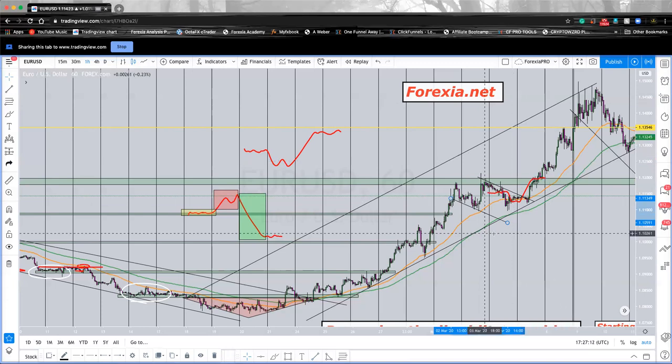And you can see the moving averages are far from each other. Nothing about them is calling a sell. Nothing about this is calling a sell.